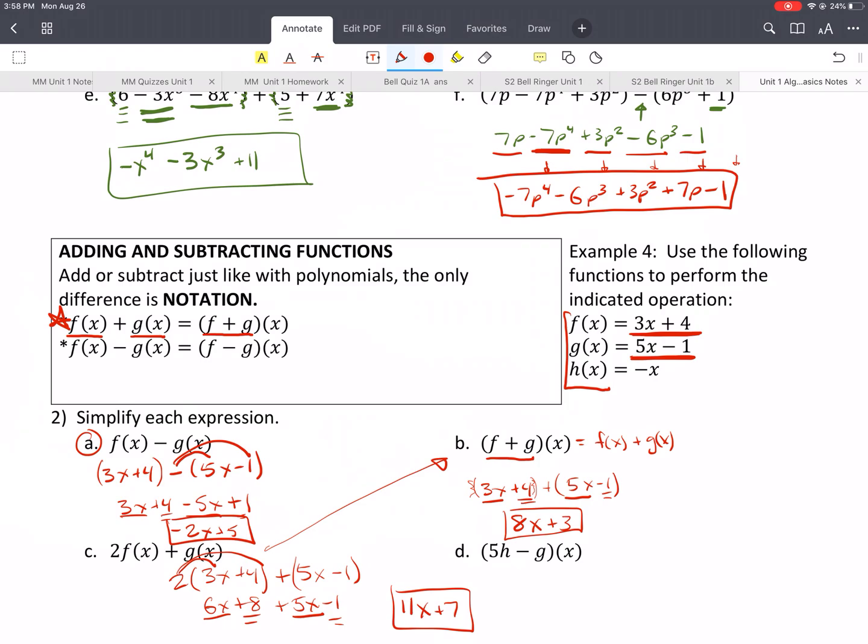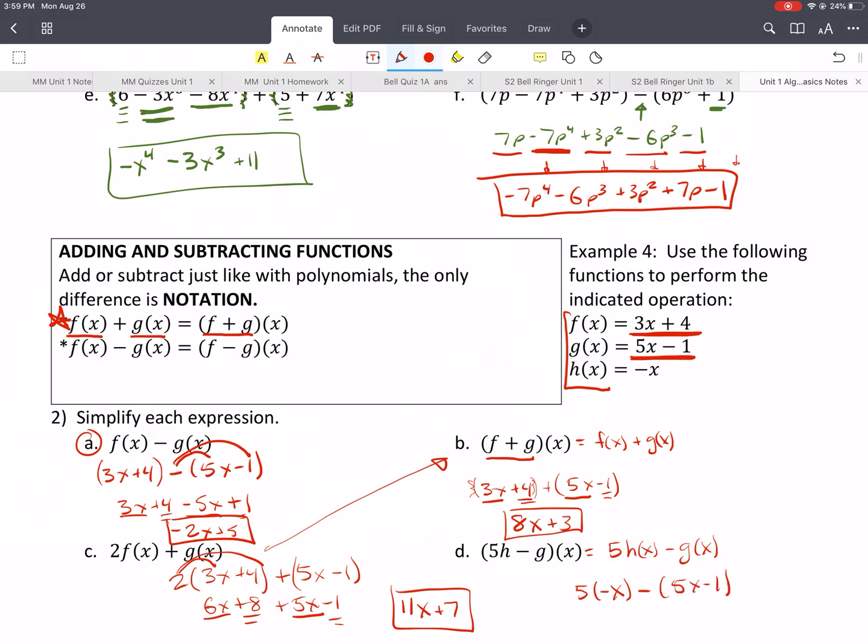All right, and then finally, d, 5h minus g. So remember this, we can rewrite this the same way as 5h of x minus g of x. All right, so let's do 5 times h of x, which is a negative x. And if you didn't have a parenthesis, then you'd be looking, oh, that's 5 minus x, but that's not correct. It's 5 times negative x minus g of x, which is 5x minus 1.